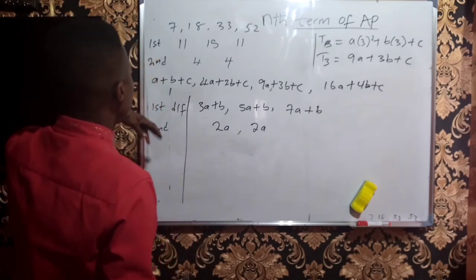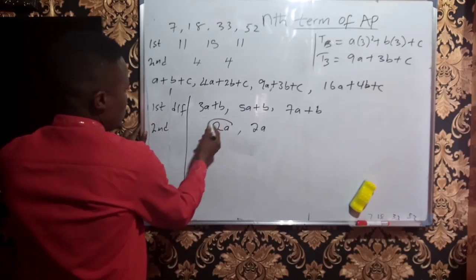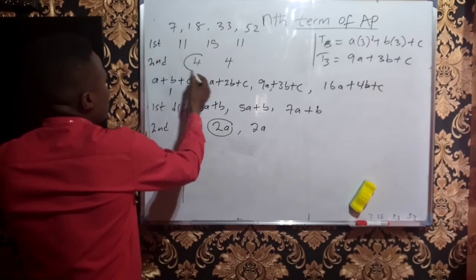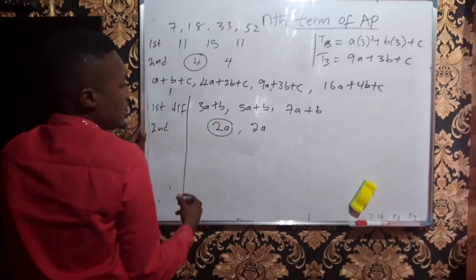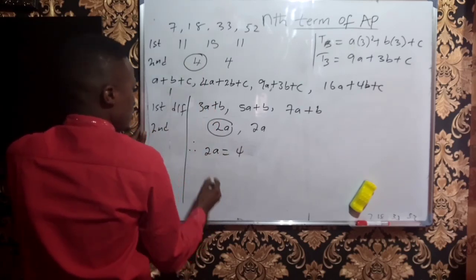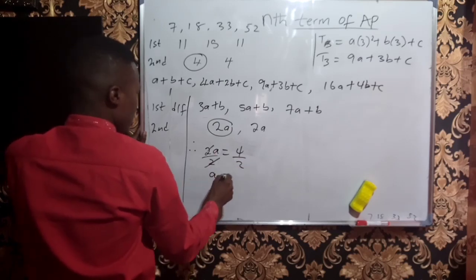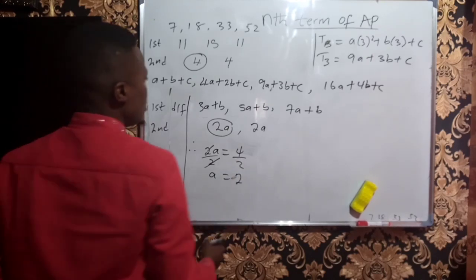Therefore, coming here, you should know that under the second line here, we have 2A as the first element there. Under the second line here, we have 4 there. So I can say that this and this are equivalent. Therefore, I can write that 2A is equal to 4. Divide both sides by 2. My A is now 2, because when I divide 4 by 2, I'm getting 2.